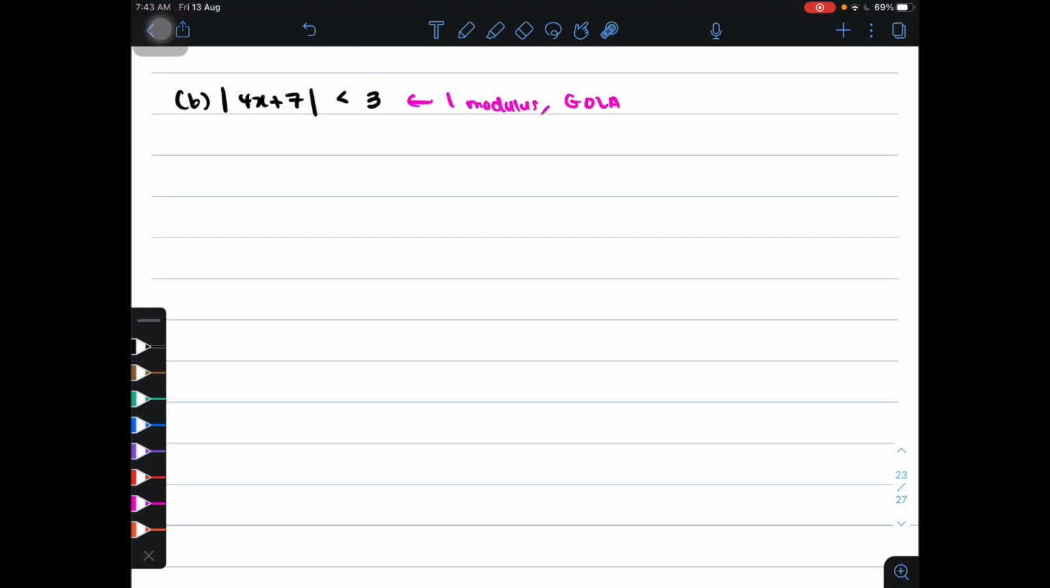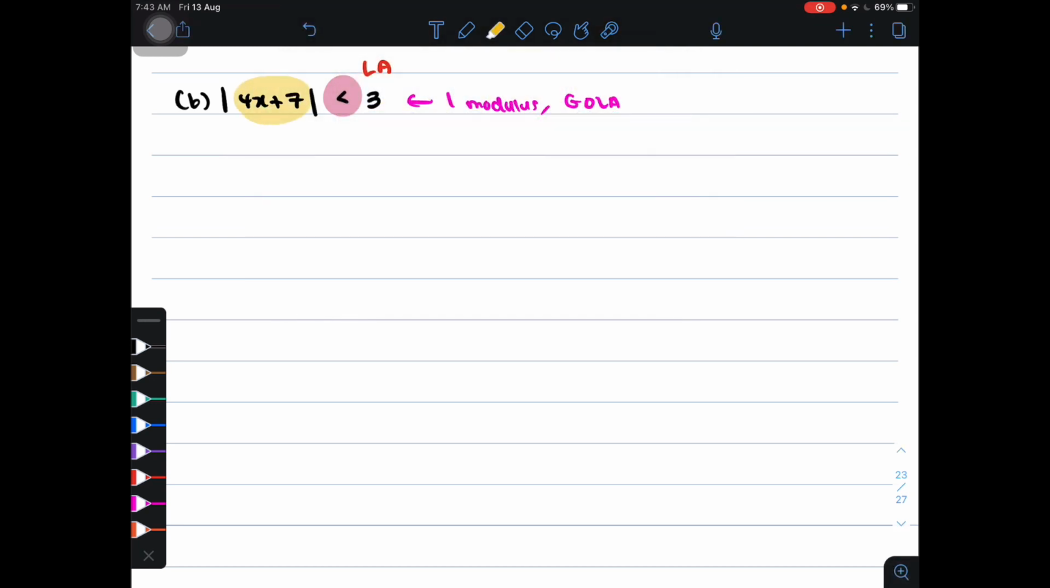Let's solve question B. Here we have modulus and then less than. So having only one modulus means that we need to use gola. And this symbol means that we need to use la because this is less than. So less than means you need to use la. So untuk la sahaja dia panjang sikit, dia akan ada 2 step. 1, 2.